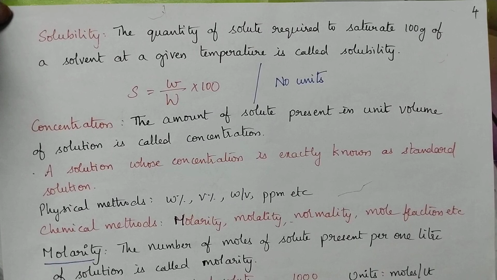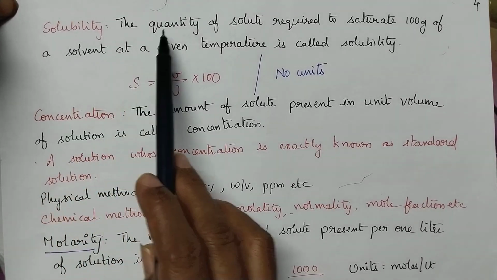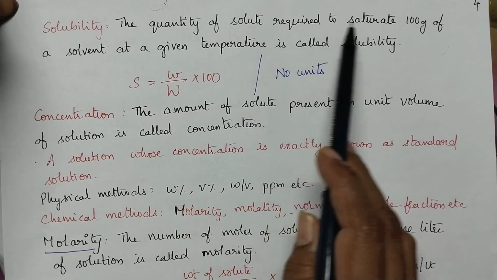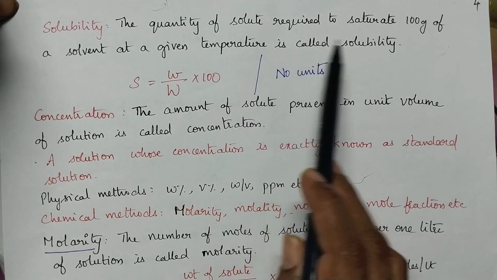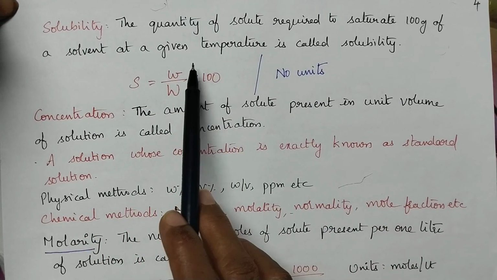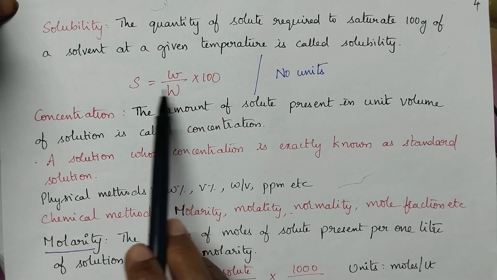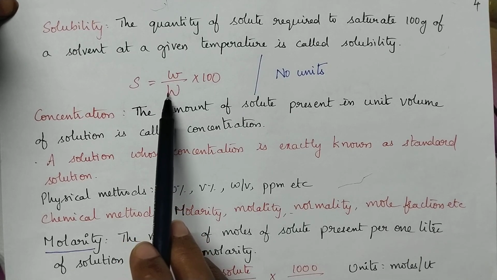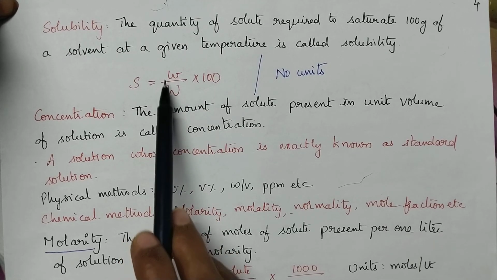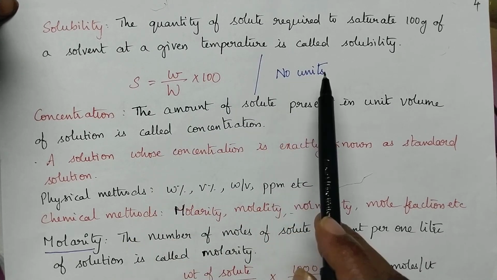Next, we will discuss the solubility and the concentration terms. Coming to the solubility, the quantity of solute required to saturate 100 grams of a solvent at a given temperature is called the solubility. So, simply the amount of solute present in 100 grams of the solvent is called the solubility. Mathematically it can be expressed as S is equal to small w by capital W into 100. It is the ratio between the amounts of solute and the solvent, and it has no units.